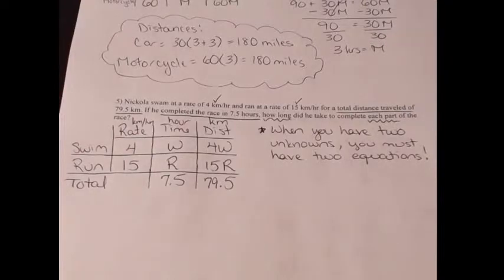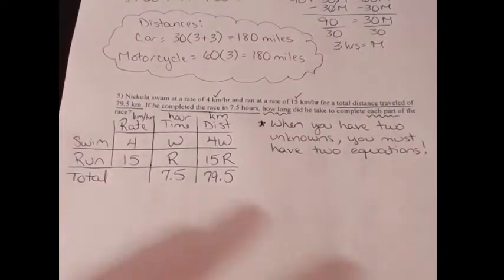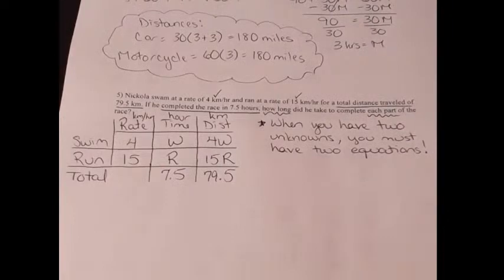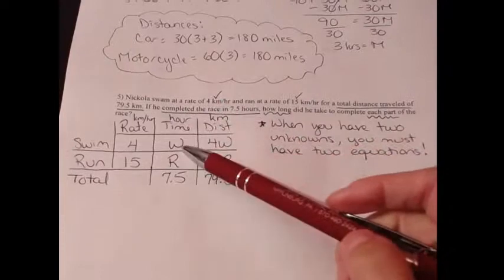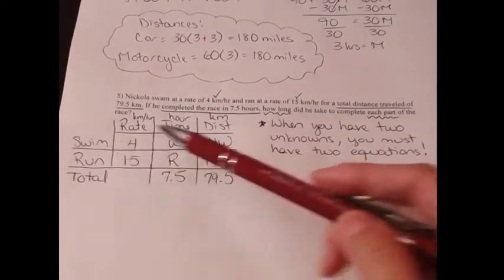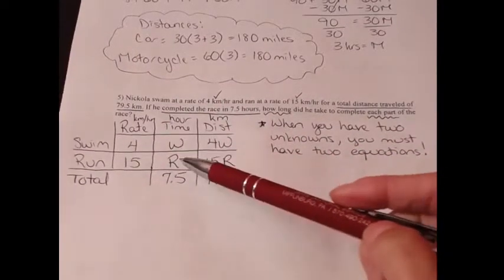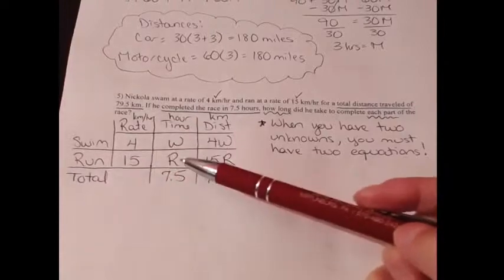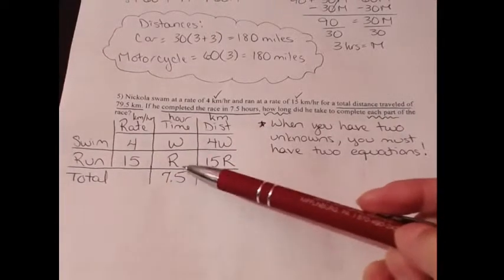Okay, so when you have two unknowns, you must have two equations. Now, these two equations are in our chart. Let's think about this logically. Let's see what this says. W, this is the time Nicola swam. R, this is the time Nicola ran. And the total time is 7.5.